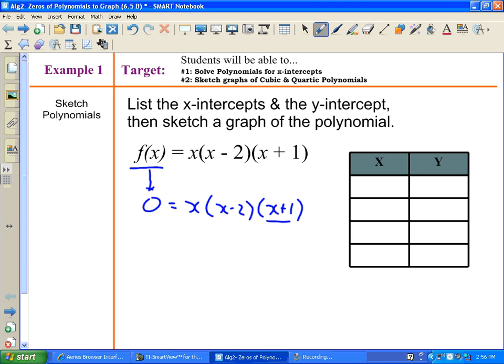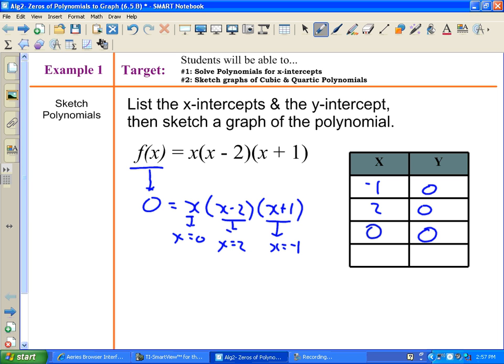We're going to use opposite x. x is going to equal negative 1. That's a root for us. We're going to use opposite x here. x equals 2. That's going to be a root for us. Lastly, don't forget about this factor of x. That's saying x equals 0. That means (0, 0) is also a root for us.